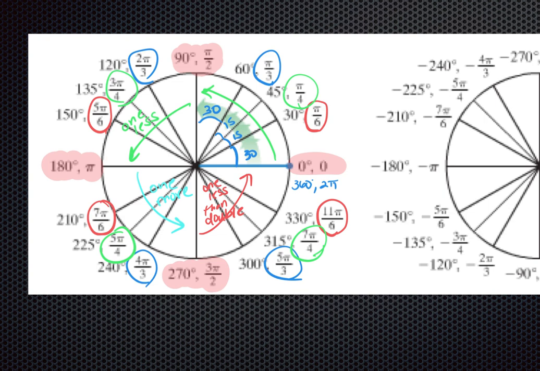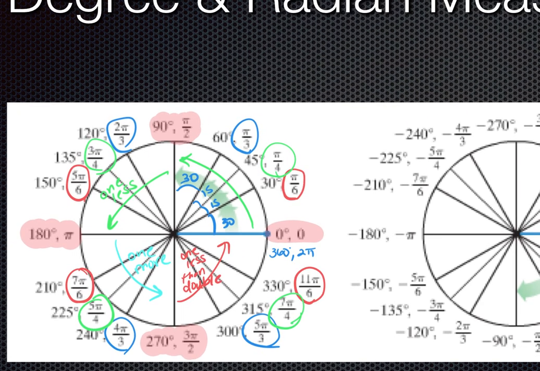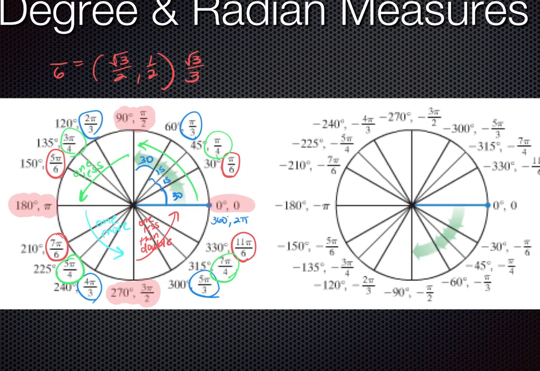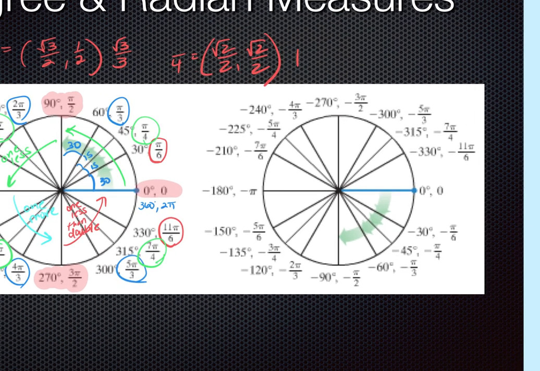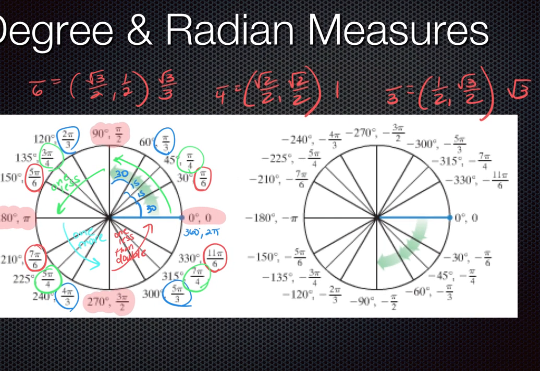Then you've got to go around and fill in all of your coordinate points. So every over 6 has the coordinate point that is root 3 over 2 and 1/2 with a tangent of root 3 over 3. Every over 4 has a coordinate point of root 2 over 2 and root 2 over 2 with a tangent of 1. And every over 3 has a coordinate point of 1/2 and root 3 over 2 with a tangent of root 3.